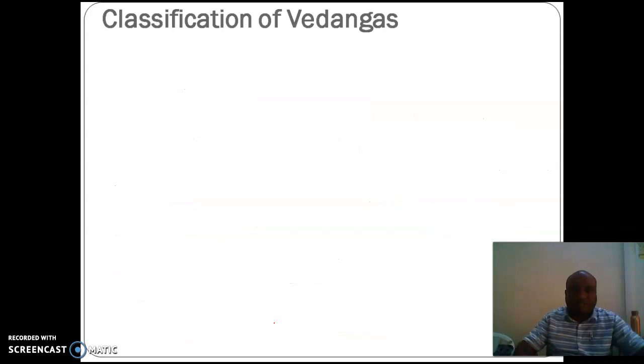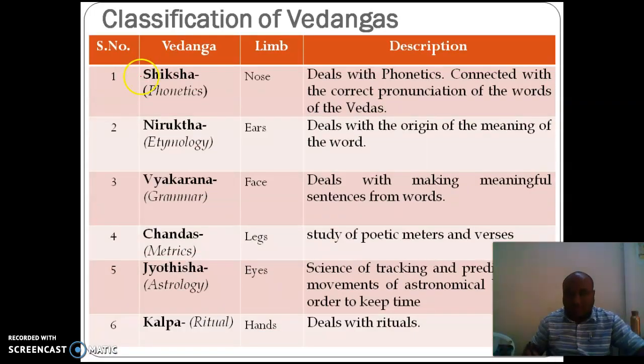Coming to the classification of Vedangas, we have total 6 Vedangas. First one, Siksha, which deals with phonetics, and it is associated with the limb nose. The Vedanga Siksha deals with phonetics connected with the correct pronunciation of the words of the Vedas. Second one, Nirukta, which deals with etymology.